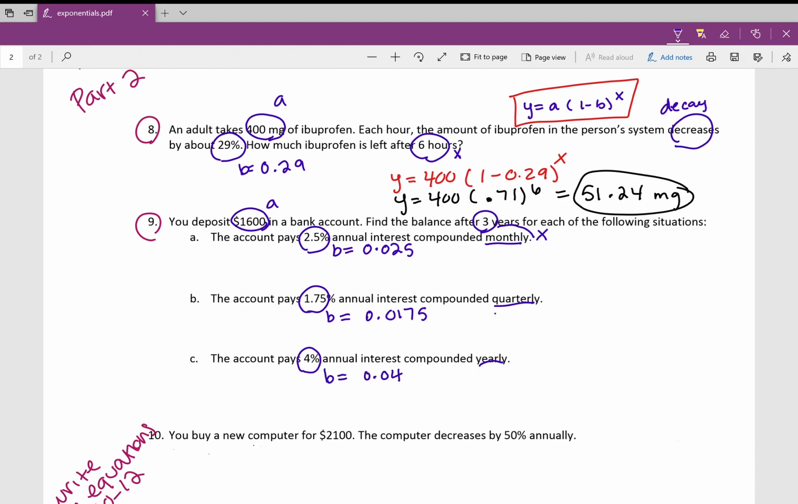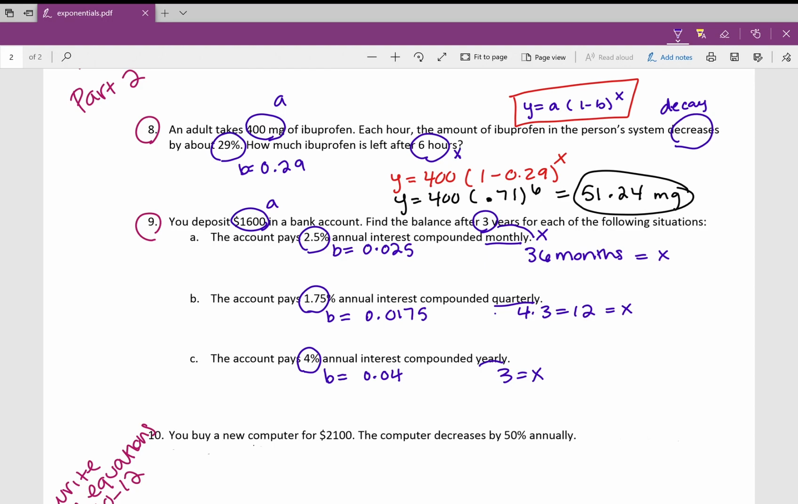If it's talking about monthly for 3 years, we know that there are 12 months in a year. So 12 times 3 is 36 months. This is the x value for that problem. Quarterly means 4 times a year, so we would do 4 times 3 to give us 12. That's our x. And then yearly would just be the 3.